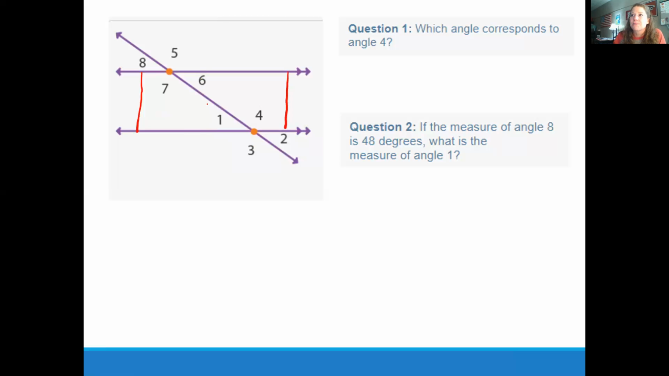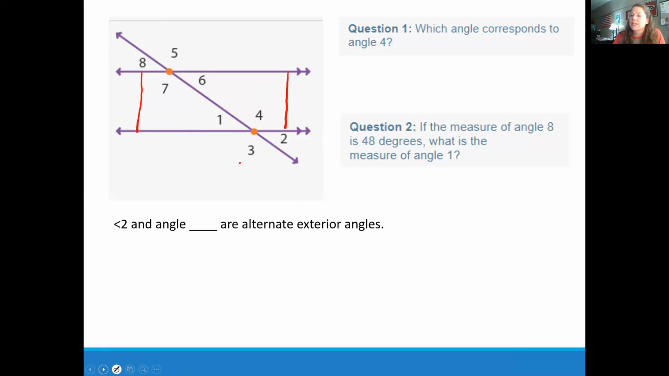So 1 and 6 are alternate interior angles. 4 and 7 are on opposite sides of the transversal. So they're alternate interior angles. And alternate interior angles are congruent. They're the same exact measurement. So then if these are interior, that means 5, 8, 2, and 3 are exterior angles. So alternate exterior angles are congruent. So 5 and 3 are alternate exterior angles, and they are congruent. And 2 and 8 are alternate exterior angles, and they are congruent.